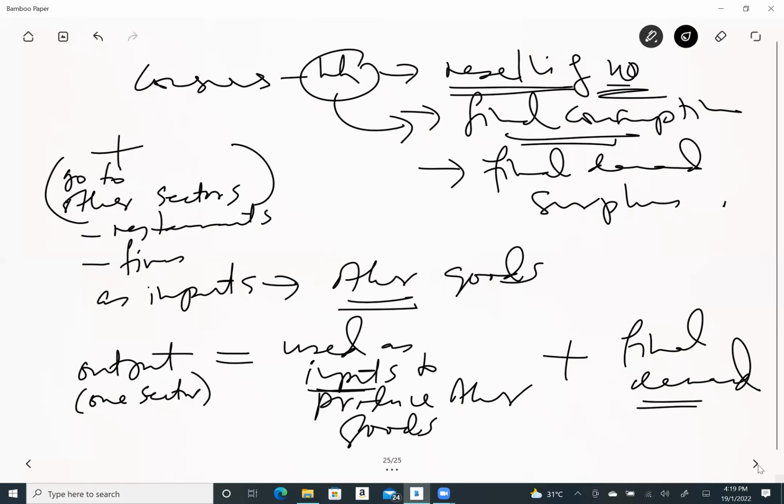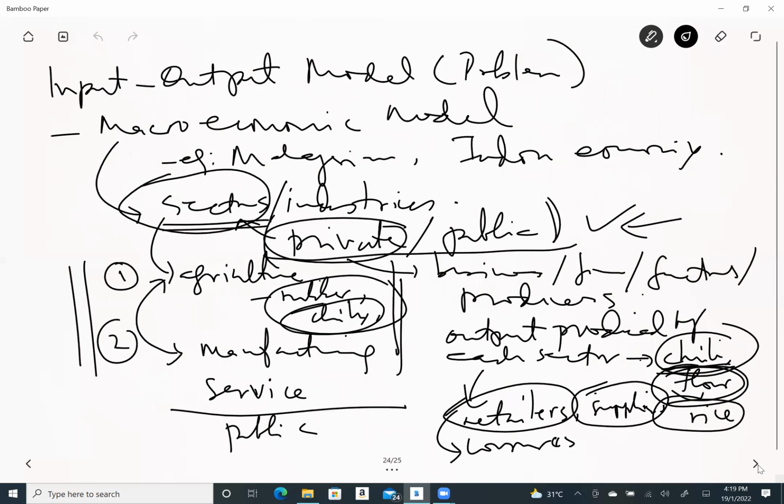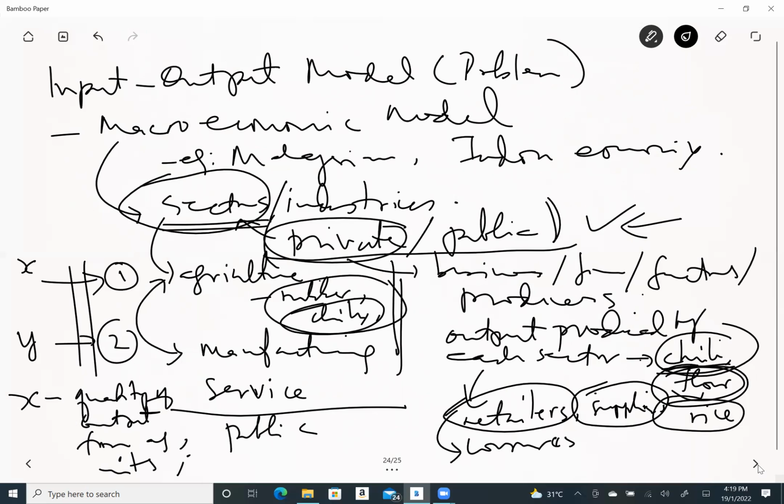All right. Now let's go back to our two sectors, agriculture and manufacturing. Let's call the quantity of the output of the agriculture X, and the quantity of the output from manufacturing Y. So X and Y are the variables. X indicates the quantity of output from the agriculture sector, in units, and Y is the quantity of output from manufacturing, in units. So you got X and Y.